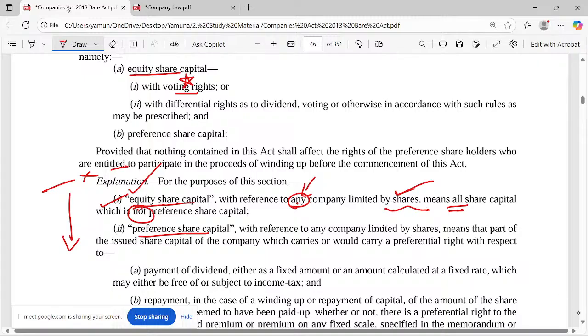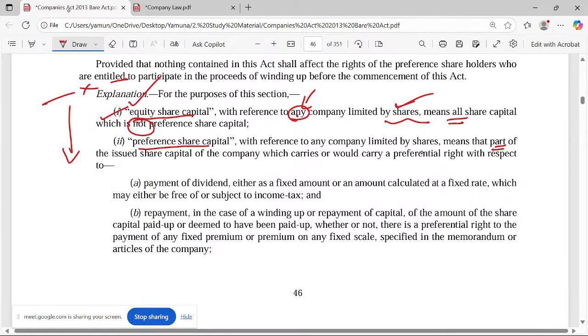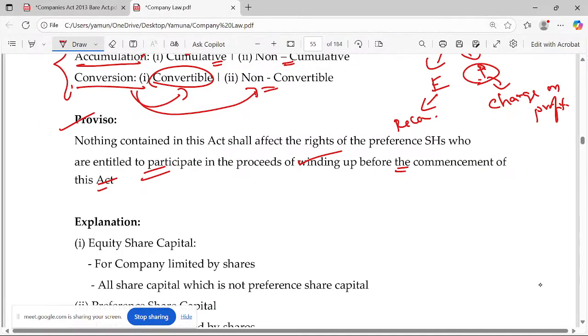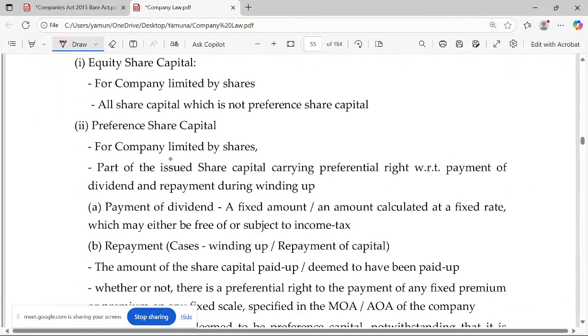Preferred share capital means that part of the issued share capital. Please highlight this word. Actually, it's available in the study material. Part of the issued share capital carrying preferential right. What type of preferential right? With respect to payment of dividend each and every year and repayment during the winding up.